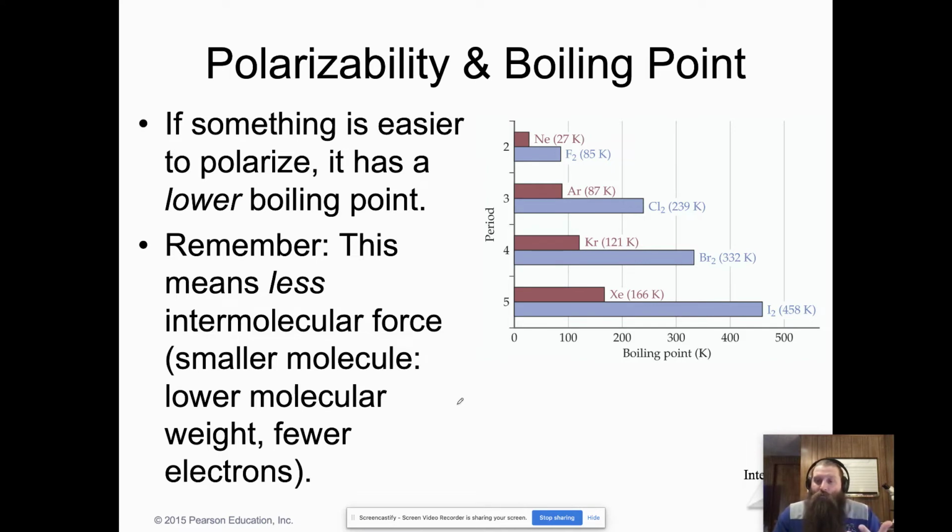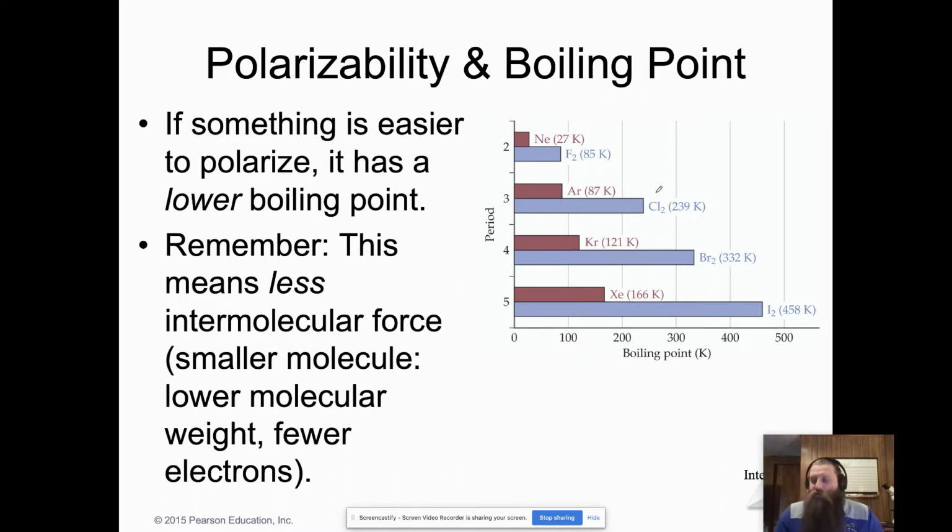And the greater that force, the more force has to be overcome in order to affect a phase change. So when we look at this graph right here, we see that F2 has a much greater boiling point than neon. Well, why is that? Well, neon is going to be kind of spherical, whereas F2 is going to be more linear. It's actually a linear molecule.